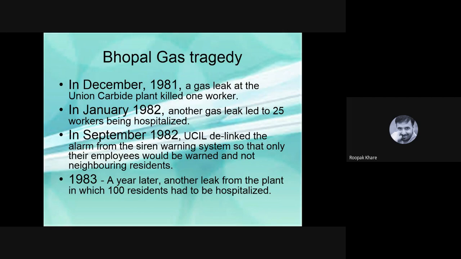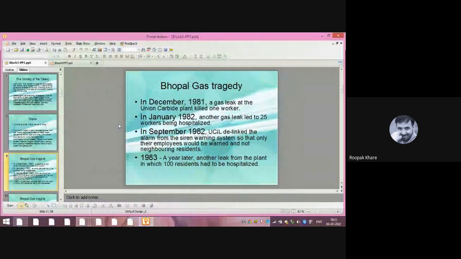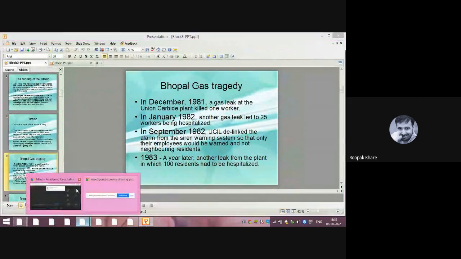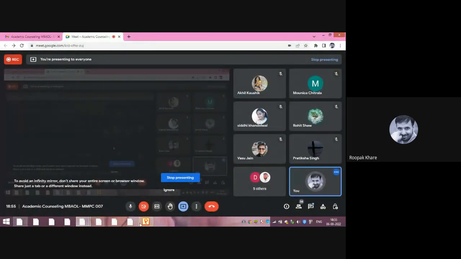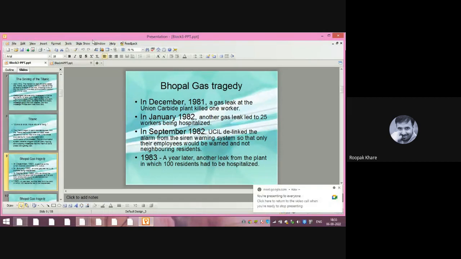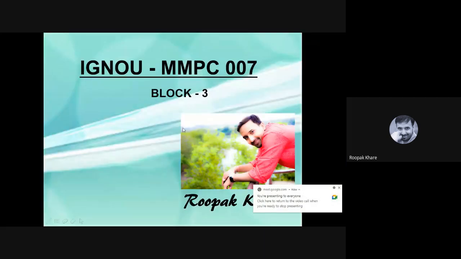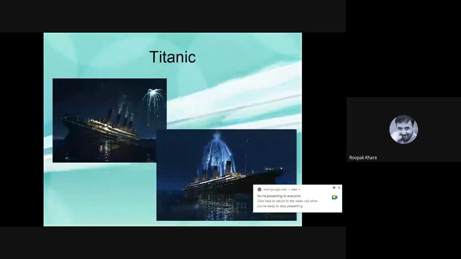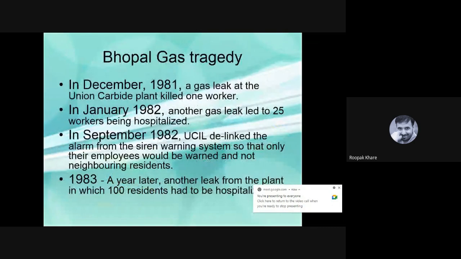A lot has happened in these 36 years. But yes, the Bhopal gas tragedy is something that is unforgettable, and we need to learn lessons from it. Not only lessons of what to do and how to tackle situations where disasters can come, but apart from that, we also need to learn how important communications are, how seriously these communications should be taken. Let me give you some examples.